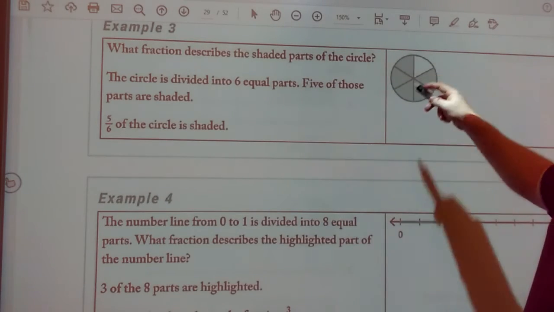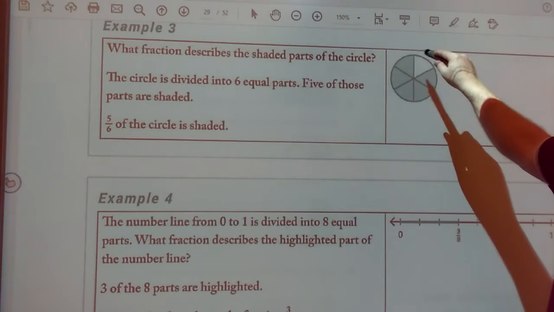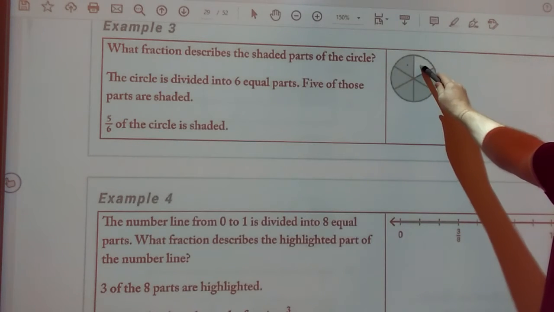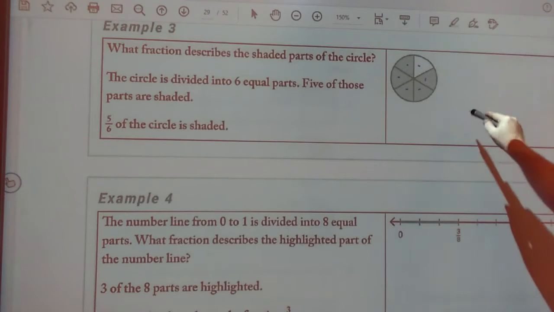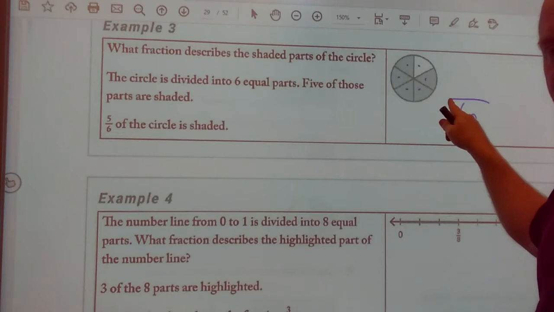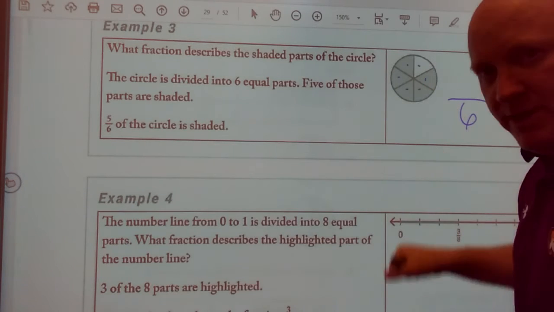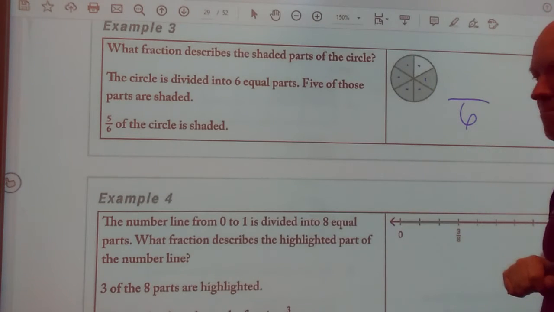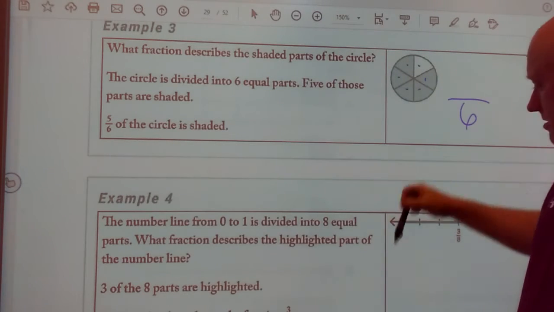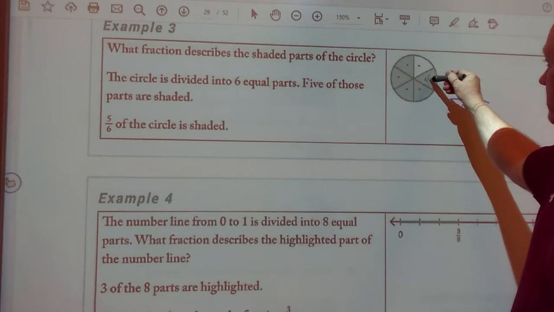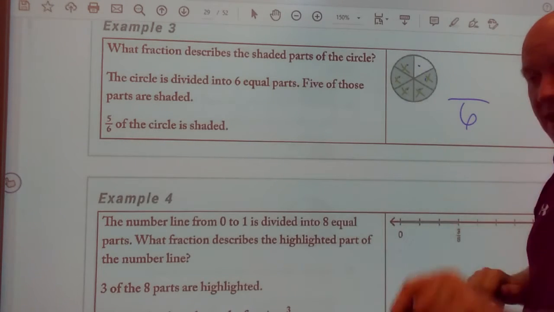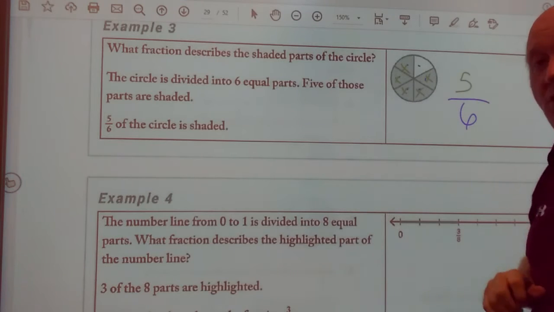Now, same thing here. Same circle. Now we have it divided into 6 equal parts. 1, 2, 3, 4, 5, 6. 6 equal parts. So my bottom number is going to be 6. The bottom number of a fraction, when dealing with a shape, is going to be the number of equal parts of that shape. And the top number is going to be how many areas are shaded. Shaded, shaded, shaded, shaded, shaded. And that's 5. So my top number is going to be 5.